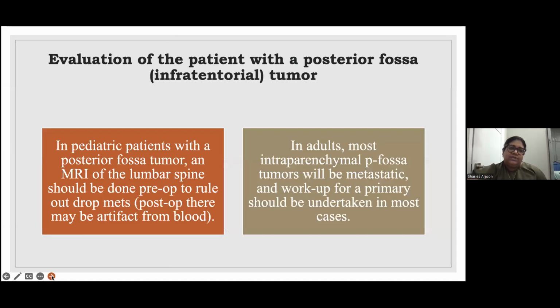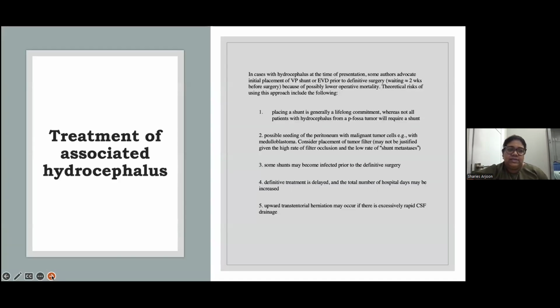So, evaluation of the patient with a posterior fossa infratentorial tumor. In pediatric patients with a posterior fossa tumor, an MRI of the spine should be done preoperatively to rule out drop mets, as post-op there may be artifacts from blood. And in adults, most intraparenchymal posterior fossa tumors will be metastatic, and a workup for a primary should be undertaken in most cases.